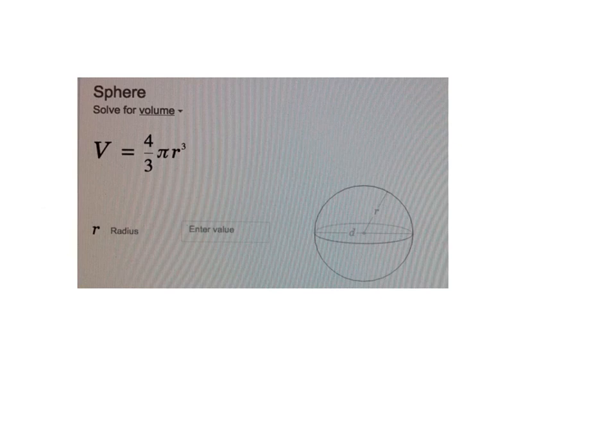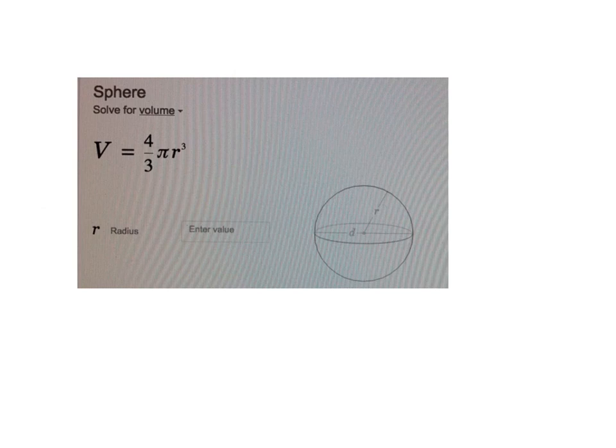Don't forget also PEMDAS rules, like always. We need to take care of our exponents first, so whatever our radius is, we're going to cube that. You can use your calculator's button for that, of course, or just do it by hand, but who likes to do that? No, I don't. So r cubed times pi, and then times 4 divided by 3 will give you what you need.